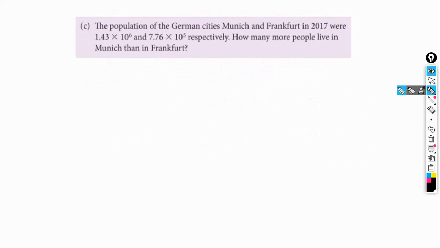And last but not least, we have part C. So it says the population of the German cities Munich and Frankfurt in 2017 were 1.43 times 10 to the 6 and 7.76 times 10 to the 5, respectively. How many more people live in Munich than in Frankfurt? So this requires a subtraction. So we would have to subtract from 1.43 times 10 to the 6, we would have to subtract 7.76 times 10 to the 5.